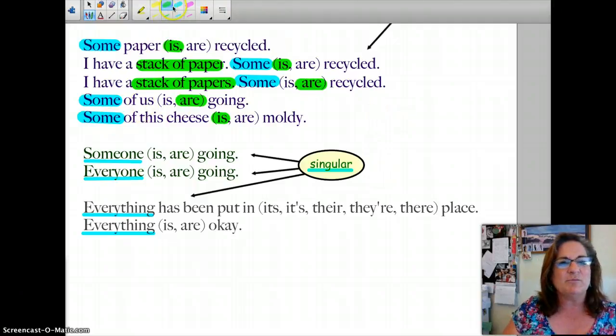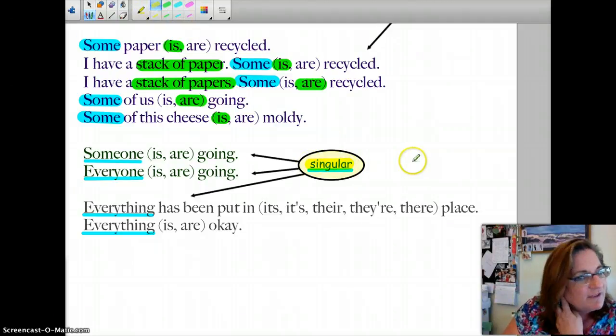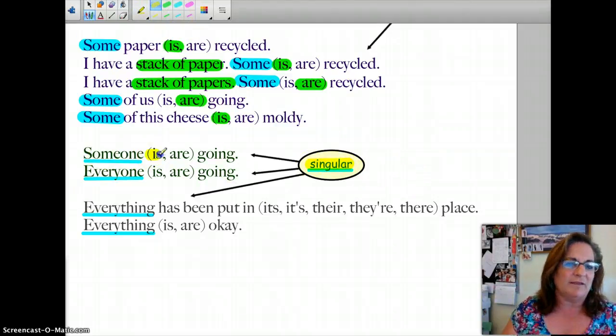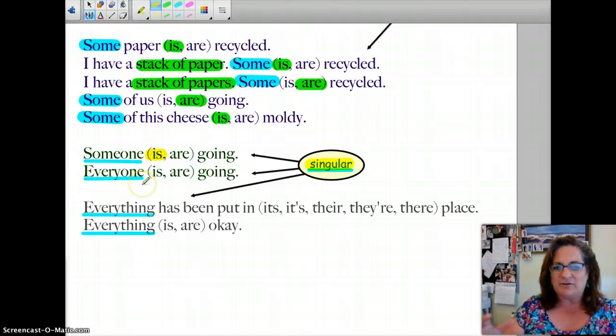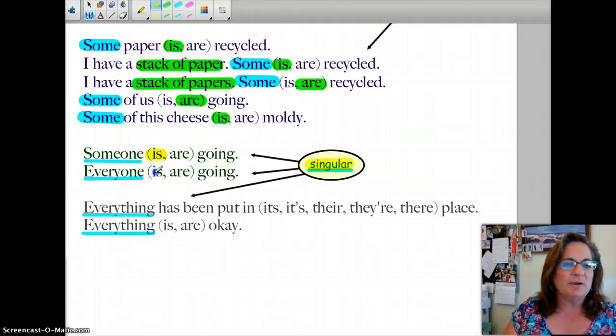I wanted to just then move over to the ones that are singular, that you might not really think they are. Someone is going, that's pretty obvious, right? Because someone sounds like one, but everyone sounds like it's going to be plural because it is a group. But you normally actually do say this correctly. Everyone is going. You don't say are. It's a singular pronoun even though it's a group of people.